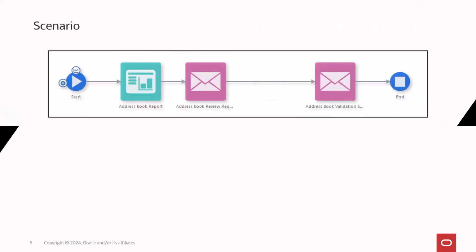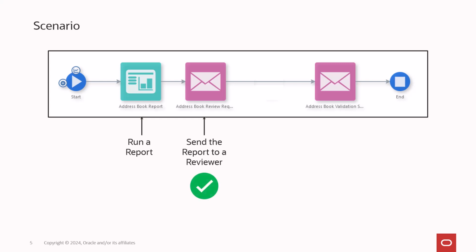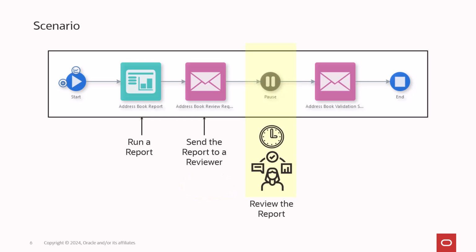Suppose you want to run a report, send it to a reviewer as a message attachment, and wait for the reviewer to indicate whether the contents of the report are OK or need rework. You can create an orchestration with a pause step for this requirement, where the reviewer can click an action link in the message to indicate OK or needs rework. This action restarts the orchestration at the pause step and sends another message indicating the validation status.